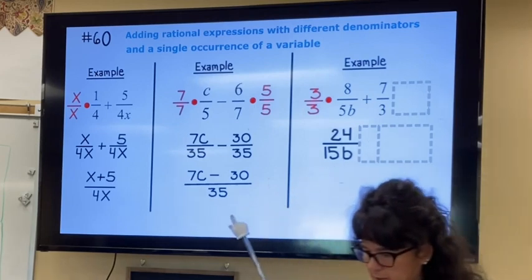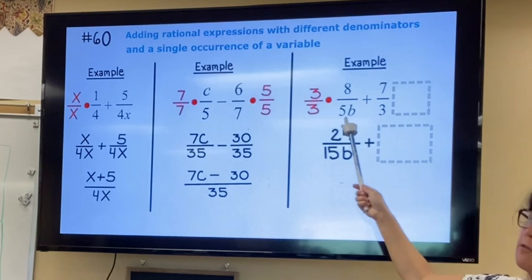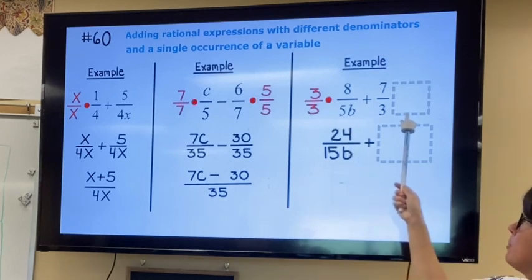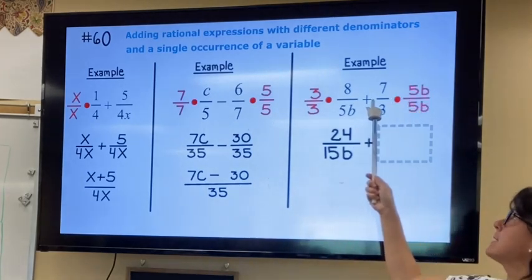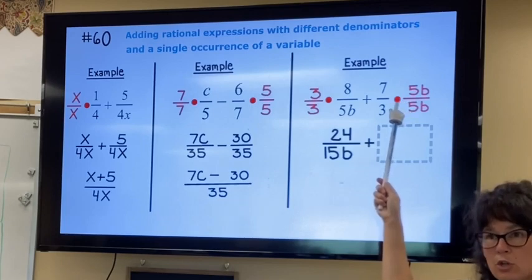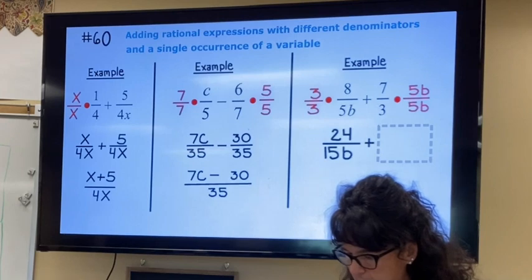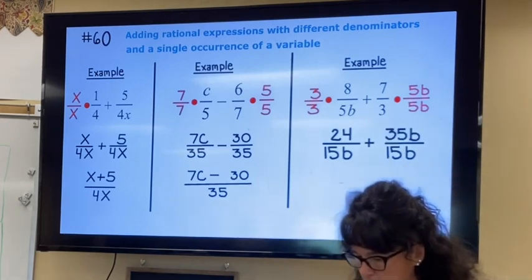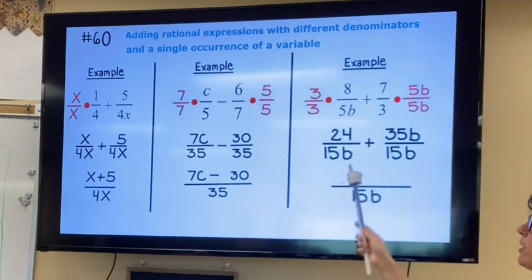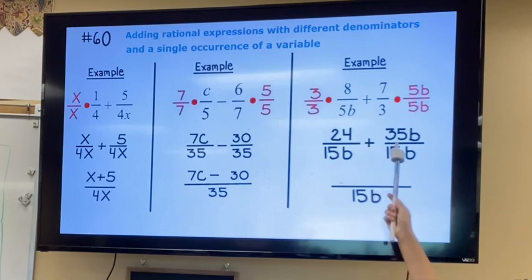We have addition. Again, this denominator here needs both a 5 and a b. So I'm going to multiply the 3 by 5b. Whatever I do to the bottom, do to the top. Okay, so now I've got 7 times 5b, which is 35b, and 3 times 5 times b, which is 15b. Now that the denominators are the same, we've got our common denominator, so let's combine the numerators. We get 24 plus 35b.